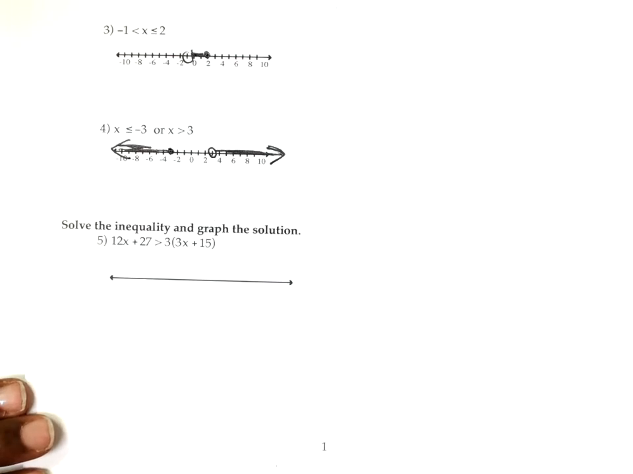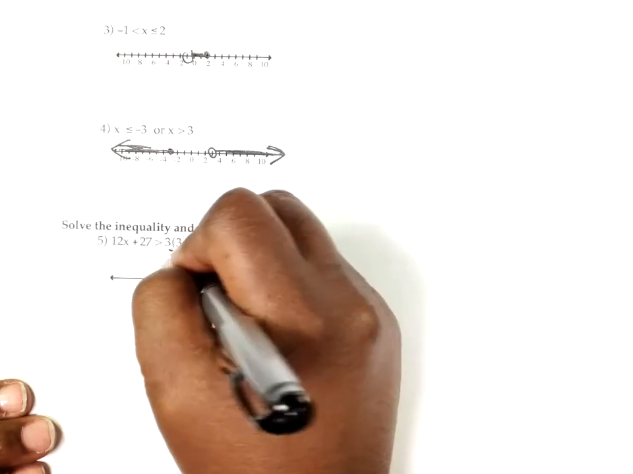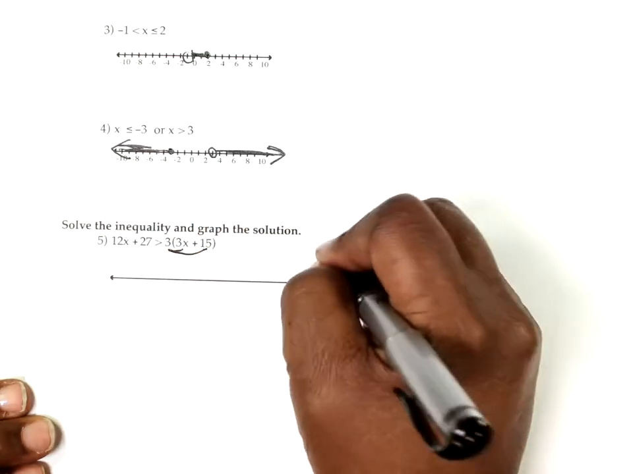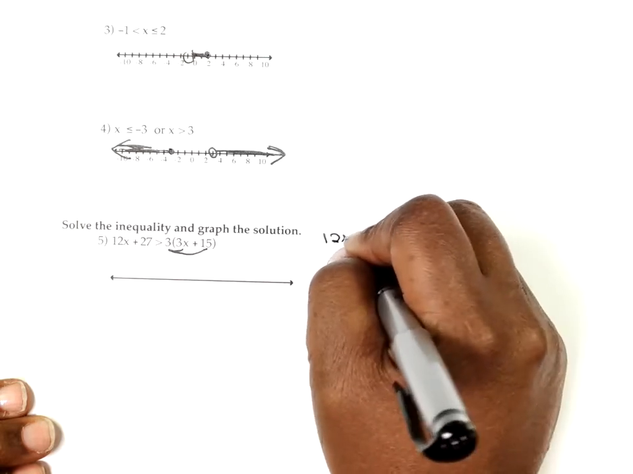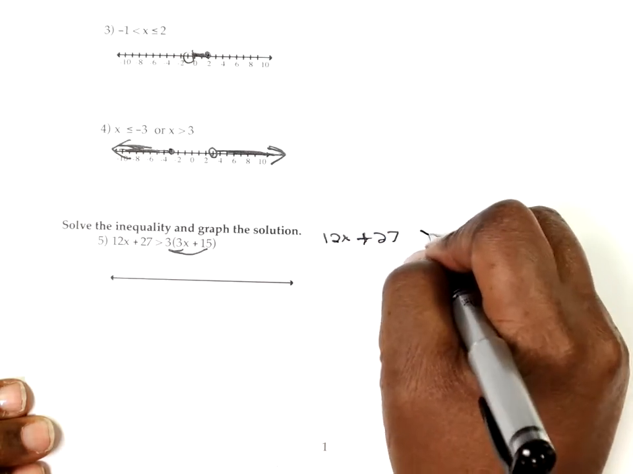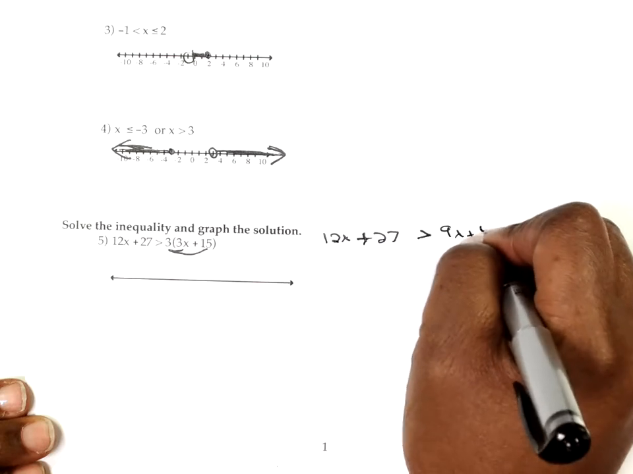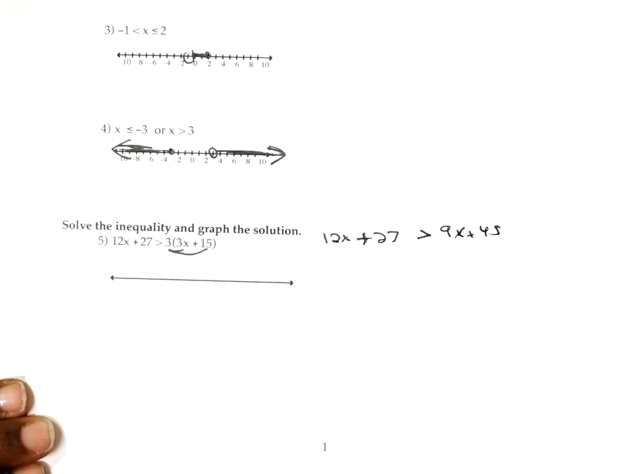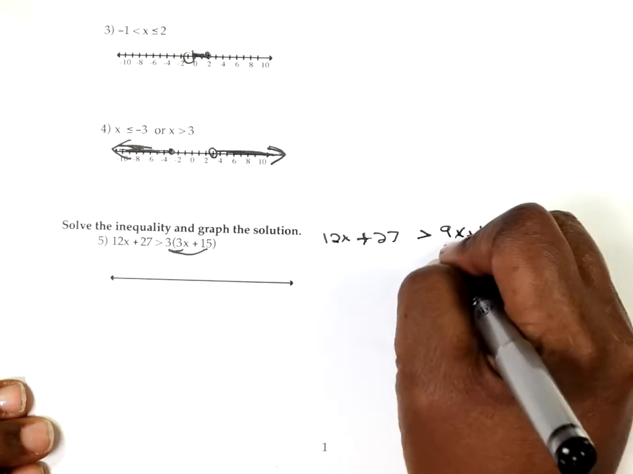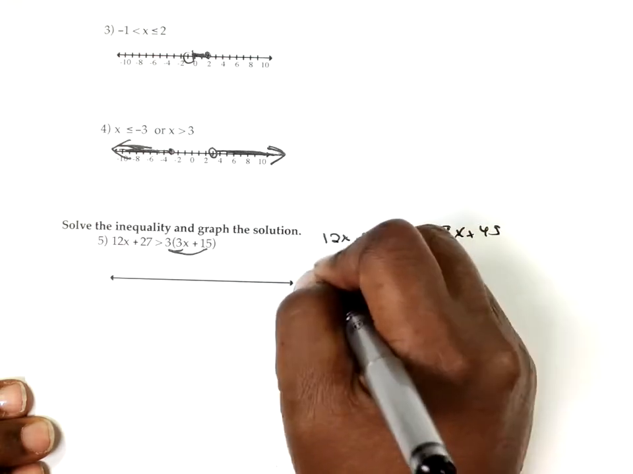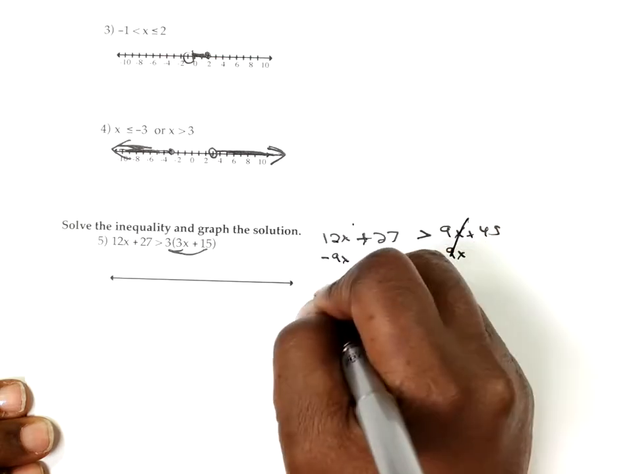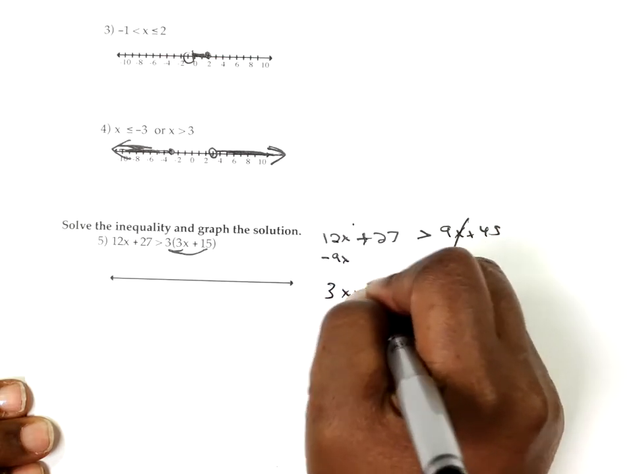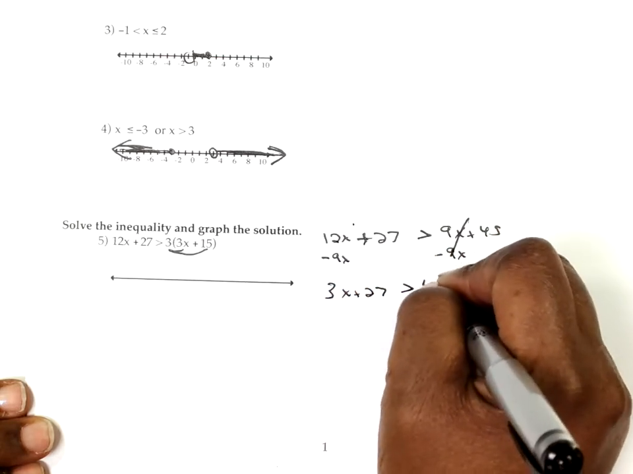For number 5, I'm solving the inequality and then graphing the solution. So I'm going to need to distribute. So I'm rewriting it as 12x plus 27, and it's greater than 9x plus 45. So I need to get my x's on the same side. I'm going to subtract 9x. So that would give me 3x plus 27 is greater than 45.